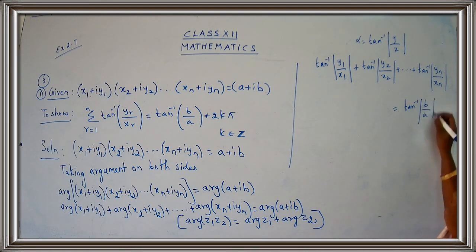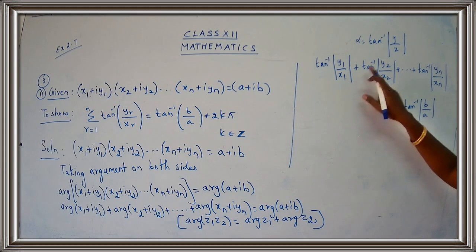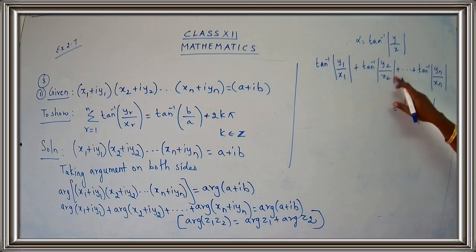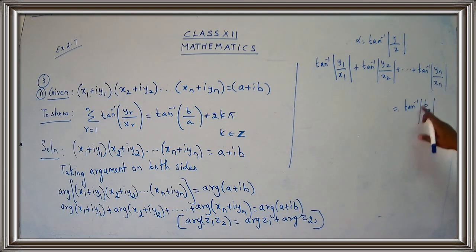So I have used a modulus over here. Tan inverse mod of y1 upon x1, plus tan inverse mod of y2 upon x2, plus dot dot dot, tan inverse mod of yn upon xn is equal to tan inverse mod of b by a. And you know the meaning of modulus, you have to get the answer as positive. That is, when you remove the number from the modulus sign, or the absolute sign, you are going to get a positive answer. So you have one more step over here.